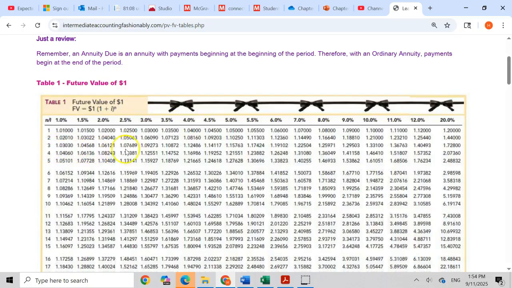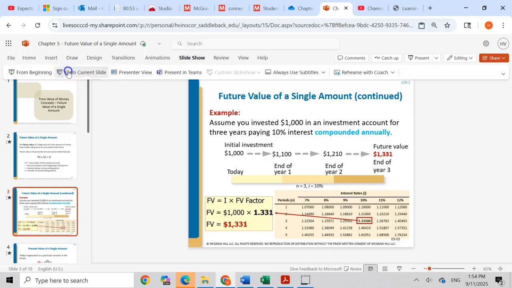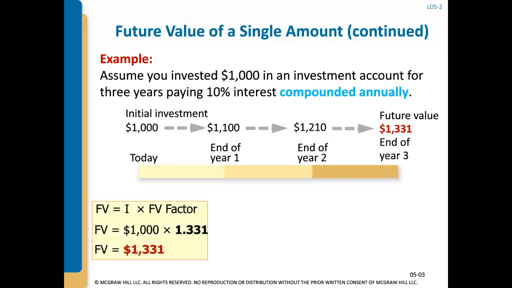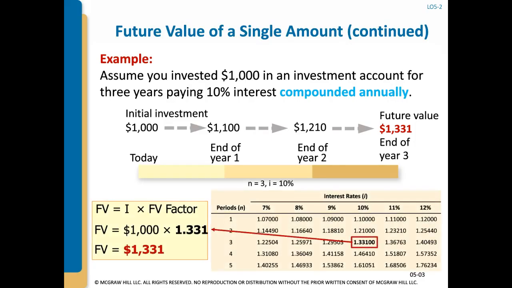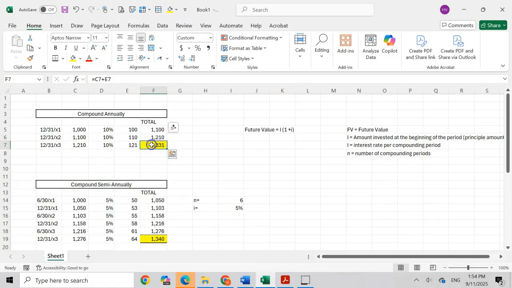So here's n equals 3 and 10%. If I keep going straight across, here is 1.331. So if I look at my slide here, you take your principal amount right here, 1,000, times your future value factor of $1 of 1.331, and I get $1,331. So if I go back into Excel, this is that number right here.